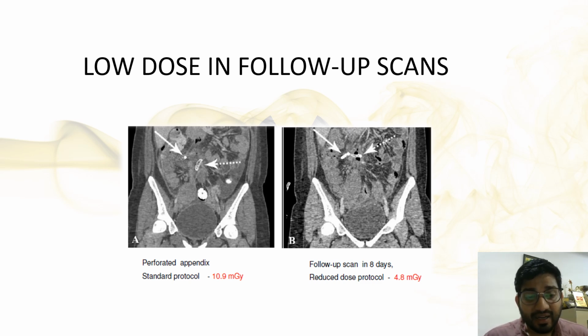This is an investigation performed in a standard protocol and in a reduced dose protocol in a follow-up scan after 8 days. You can see the CTDI volume is 10.9 milligray, and in the reduced dose protocol you can see the difference in the dose, around 4.8 milligray, significantly reduced. Half the dose has been reduced, but you cannot see much variation in the image quality, and it is acceptable. So reduce the radiation dose for all the follow-up scans.